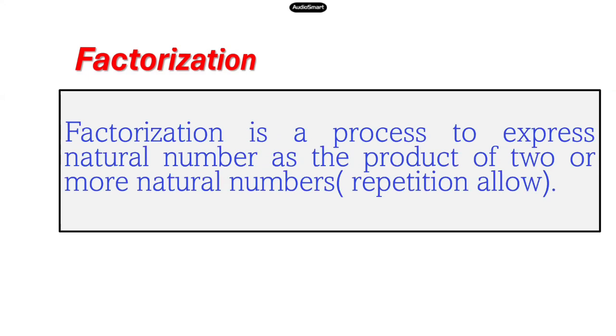Factorization is a process to express a natural number as the product of two or more natural numbers. Naturally, those numbers will be smaller than the given number, and repetition is allowed, which means one natural number can appear two times in the factorization.